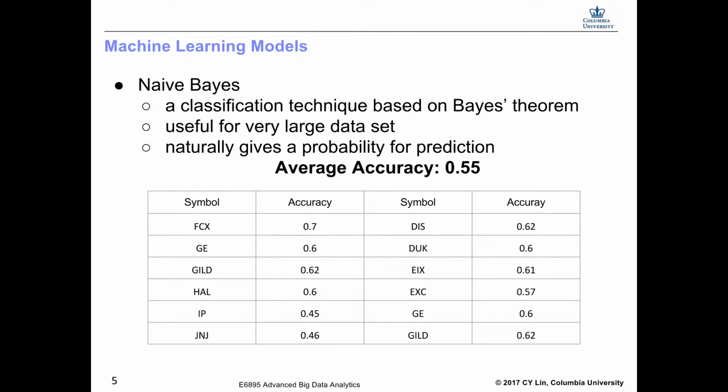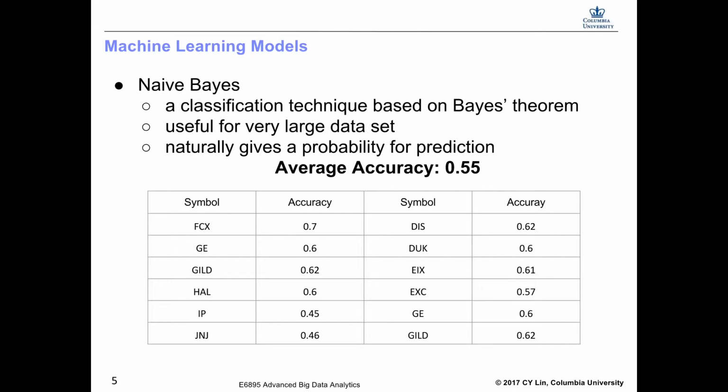And we use two machine learning models. The first one is the naive-Bayes model. It's a classification technique based on Bayes theorem. It's really useful for very large data sets. Also, because we're building a dynamic system, we want an algorithm that can train really fast, and we know naive-Bayes trains comparatively fast. Another advantage of naive-Bayes is that it naturally gives a probability for prediction.